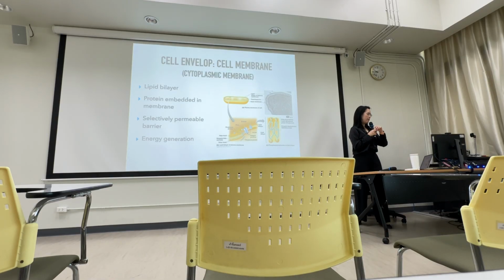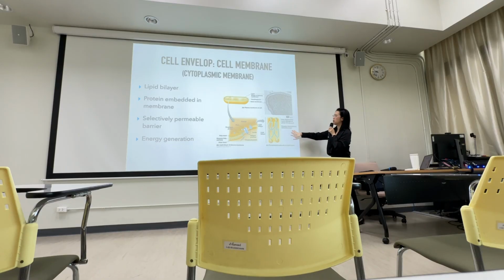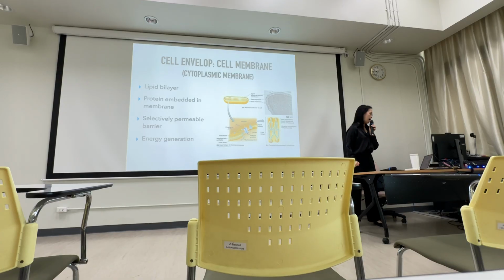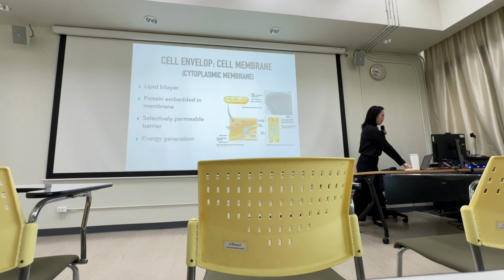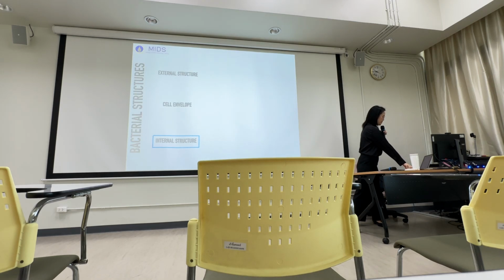The next one is the cell membrane. I'm pretty sure that you learned about the cell membrane a lot in biochemistry subjects, so let's just go over it briefly. The cell membrane is a lipid bilayer, so they have two layers of lipid. The hydrophobic part will be inside, the tails, and the hydrophilic part will be the outside of the cells. The cell membrane is a selectively permeable barrier, so it can select what passes through into the cells. And this area is the place where energy or ATP is generated for the bacteria.